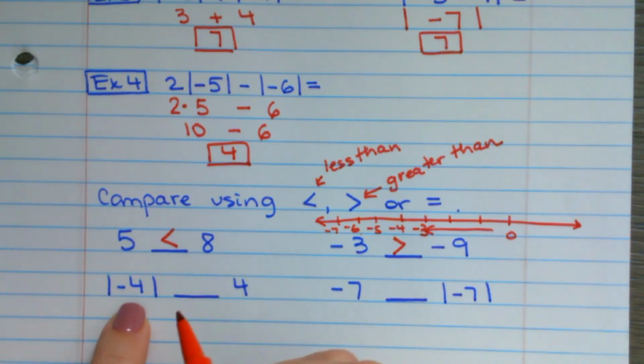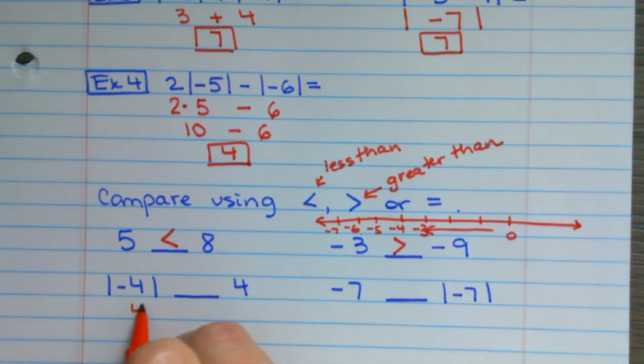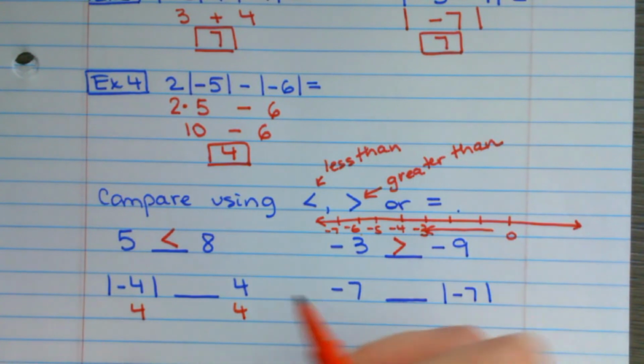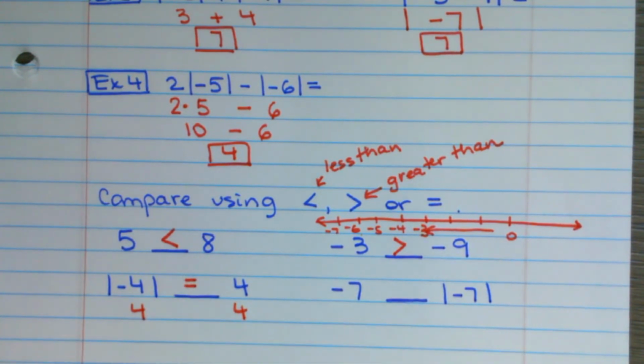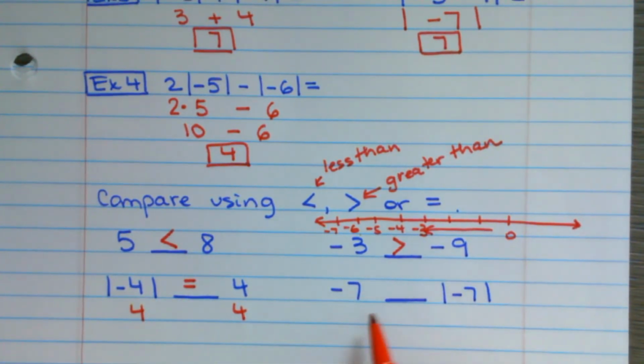Absolute value of negative 4 is 4 compared to 4. This one is easy. They equal each other. And here, absolute value of negative 7 is 7. Here I have negative 7. One is negative, one is positive, so the negative is definitely less than the positive one.